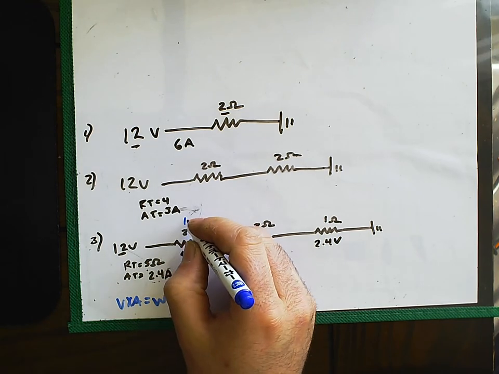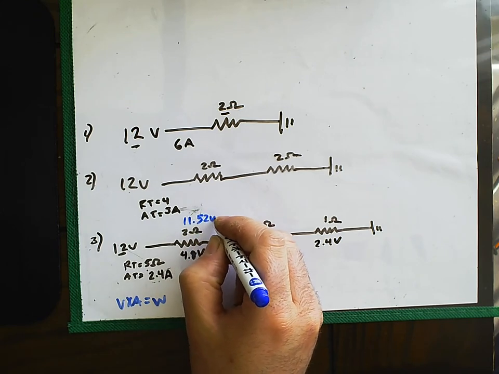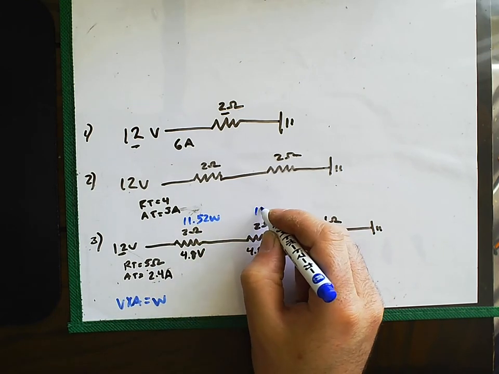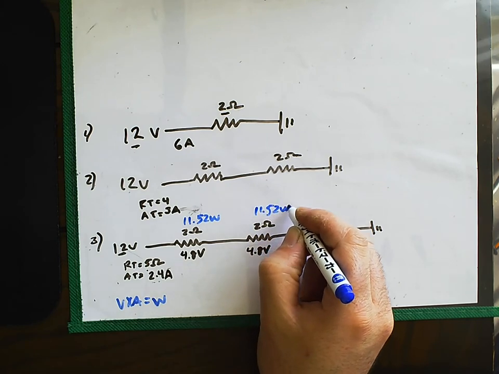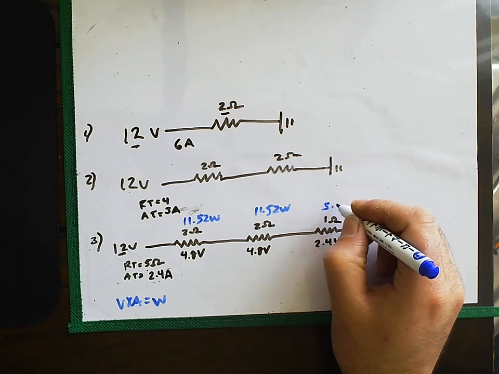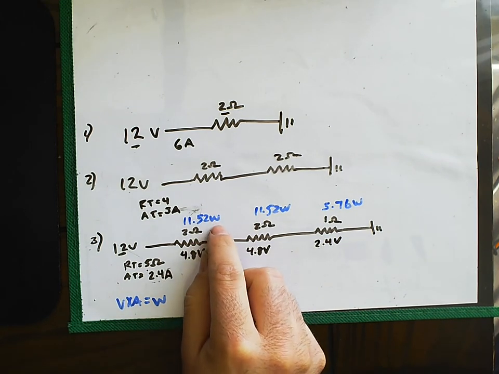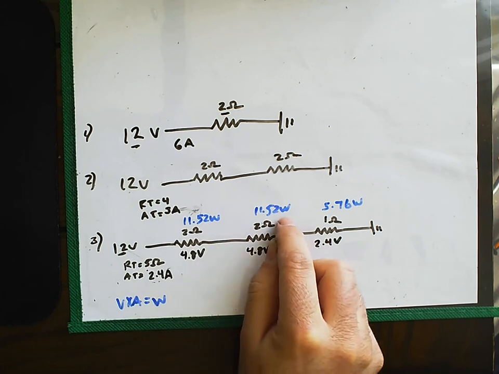equals 11.52 watts. And the last one is 2.4 times 2.4. 2.4 amps times 2.4 volts equals 5.76 watts. What we learned was that the more wattage, the more power, the brighter the bulb is going to be.